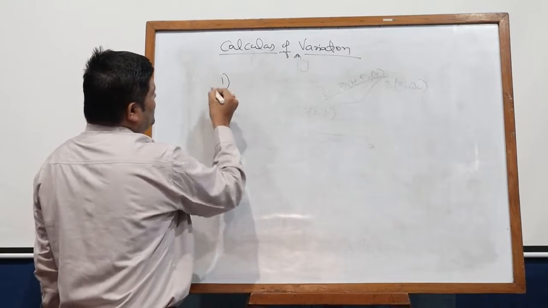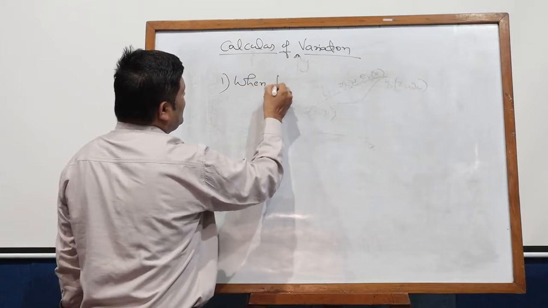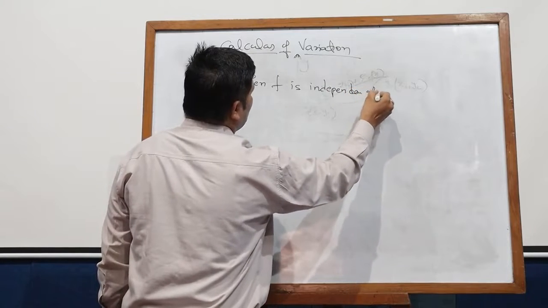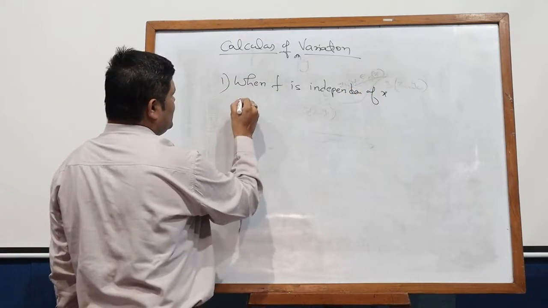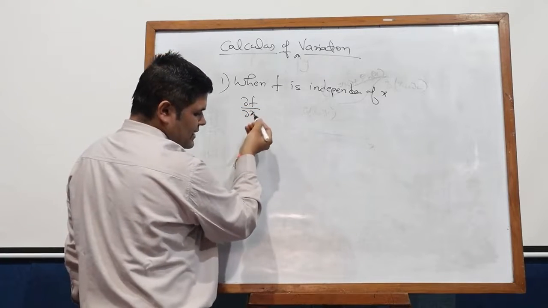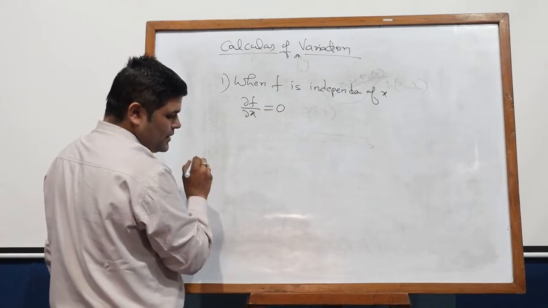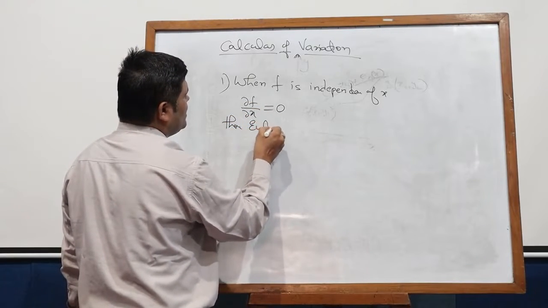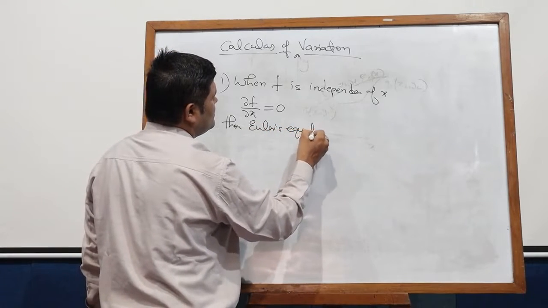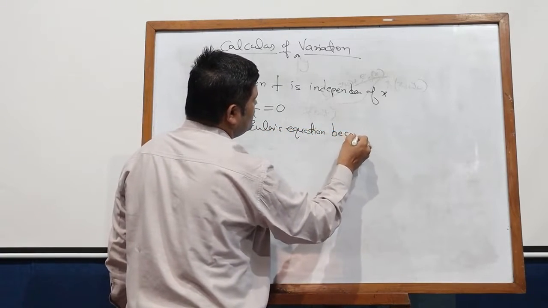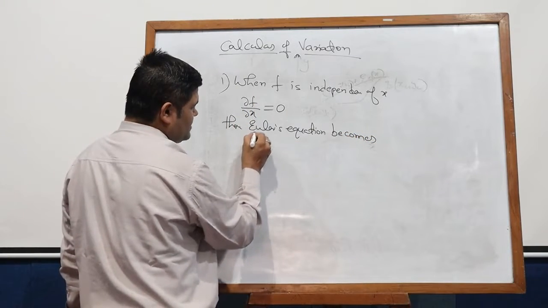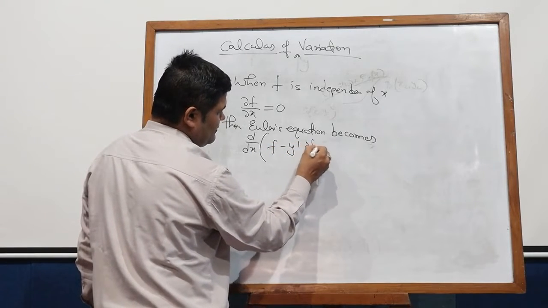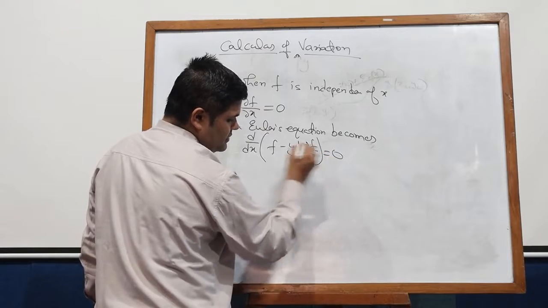First of all, when f is independent of x, then del f upon del x equals 0, as I told you in this topic. Then Euler's equation becomes d upon dx of f minus y dash del f upon del y dash equals 0.